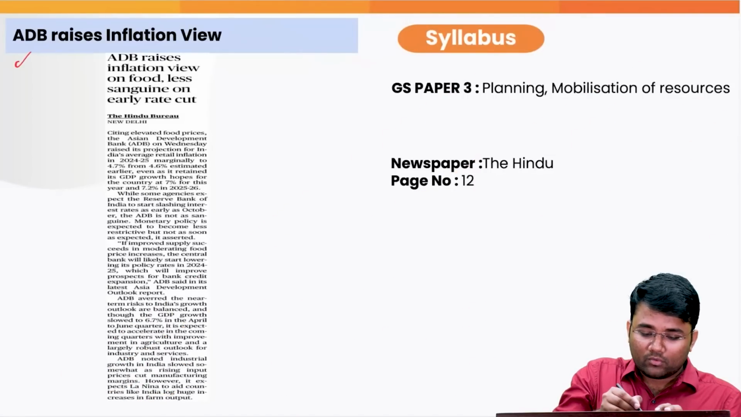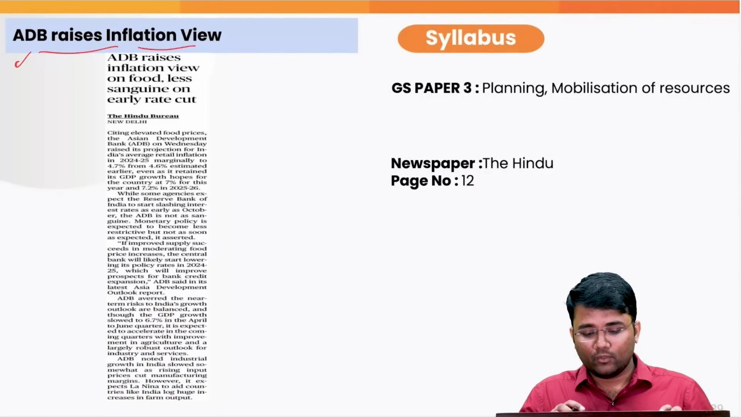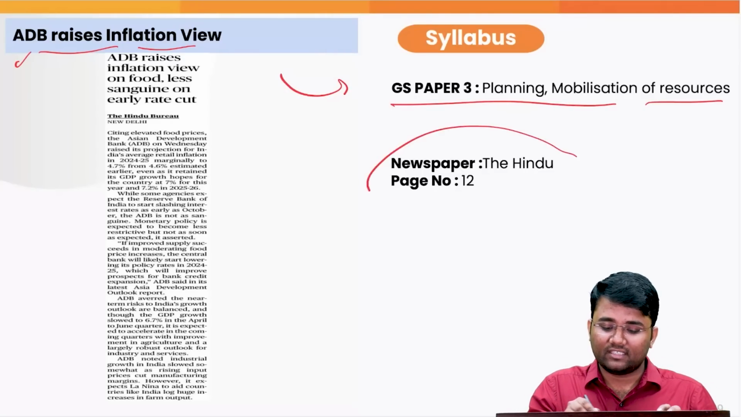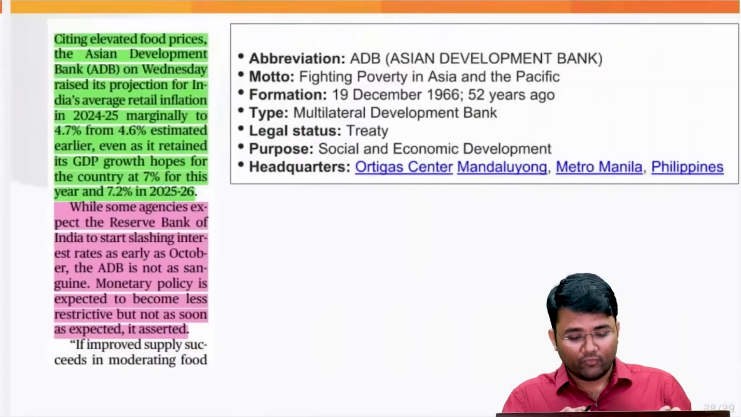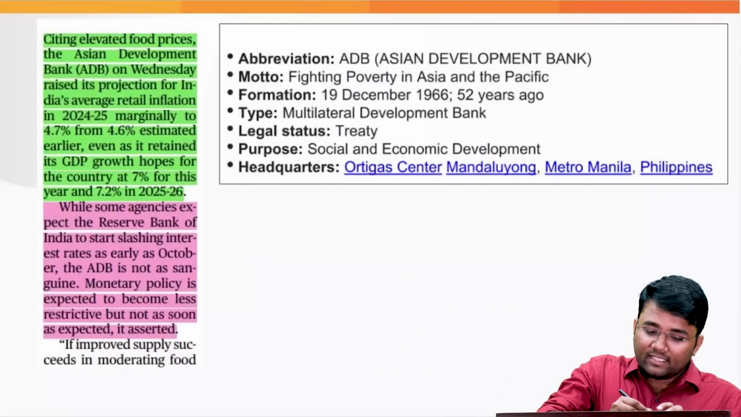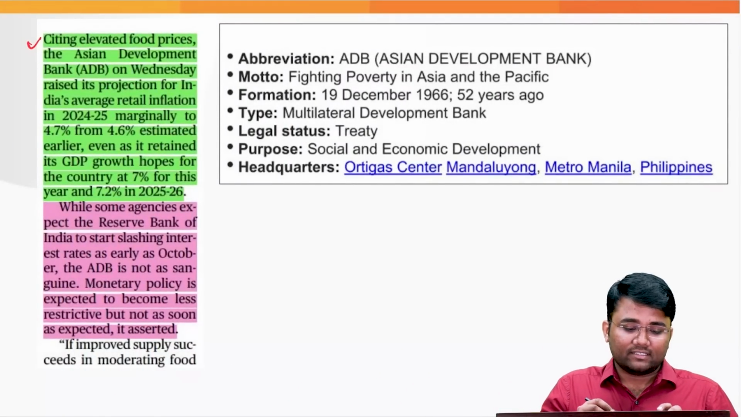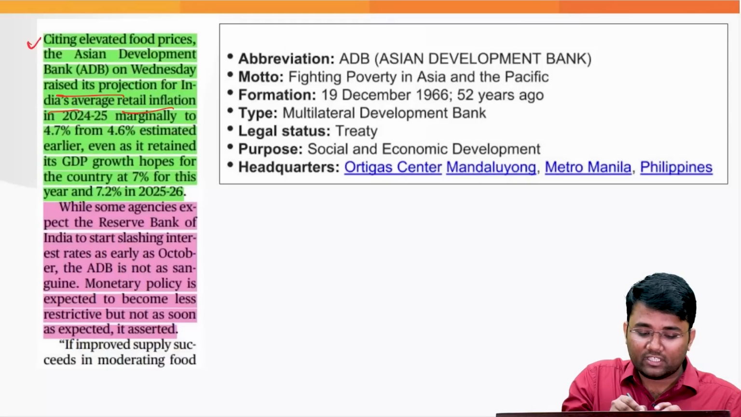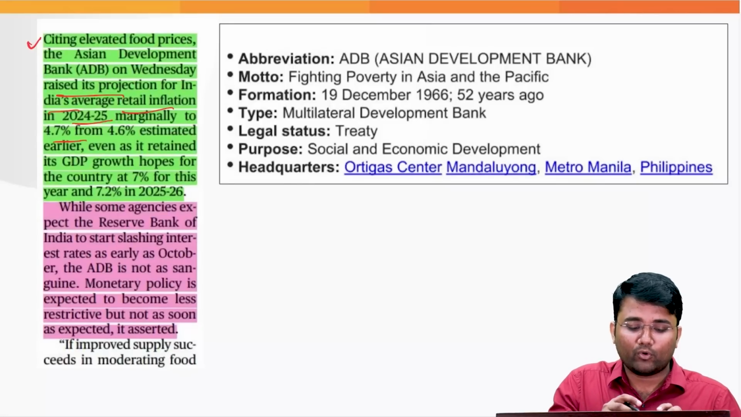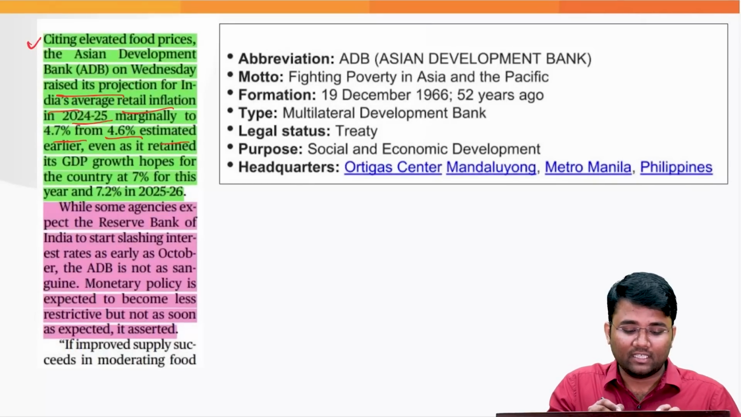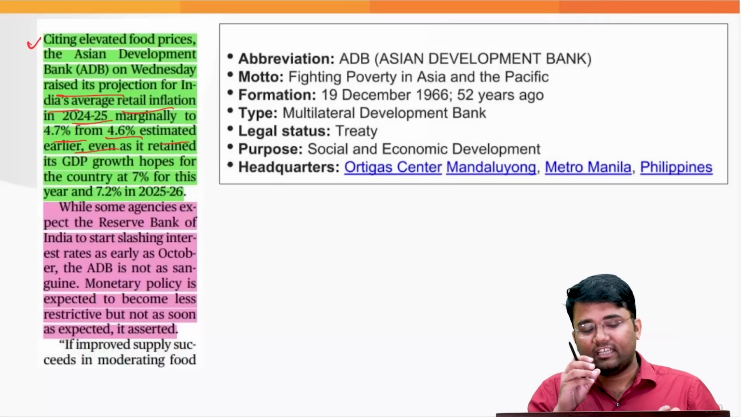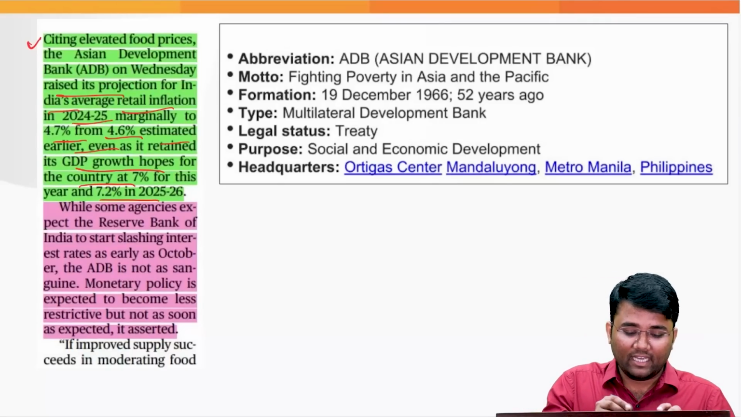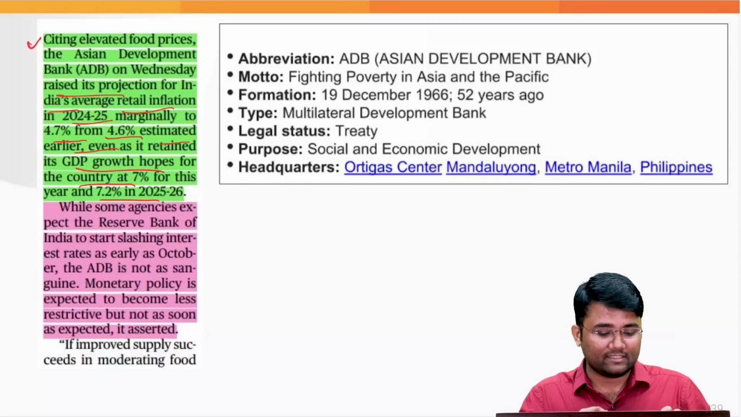Coming to our next topic, that is ADB raises inflation view. This topic pertains to the syllabus of your GS Paper 3, planning, mobilization of resources, and it has appeared in The Hindu, page number 12. The ADB says, citing elevated food prices on Wednesday, that it has raised its projection for India's average retail inflation in 2024-25 marginally to 4.7% from 4.6% estimated earlier, even as it retained the GDP growth hopes for the country at 7% this year and 7.2% in 2025-26.